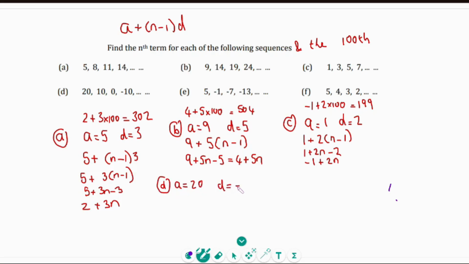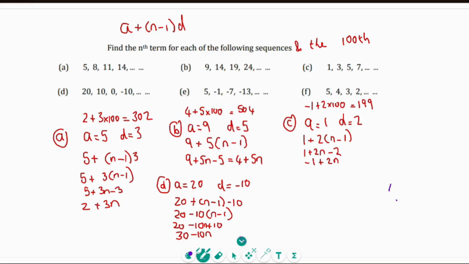This time D is negative 10. I'm just going to show you that again. So all I'm going to do is bring the negative 10 to the front of the bracket. And I don't need that plus anymore. Now expand your brackets. Negative 10n plus 10. Negative 10 times n is negative 10n. Negative 10 times negative 1 is positive 10. So, where's my n gone? So 20 add 10 is 30. 30 minus 10n.